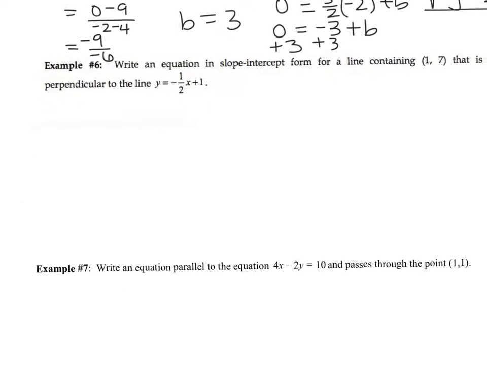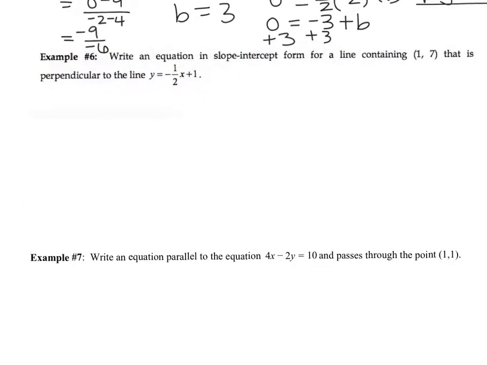Next, we want to write an equation in slope-intercept form for a line containing the point 1, 7 that is perpendicular to the line y equals -1/2 x plus 1. So the only thing we care about from the equation of this line is the slope, which is the -1/2. So if you remember from our previous example, perpendicular lines, their slopes multiply to give us -1, or you can think of it as their slopes are opposite reciprocals.